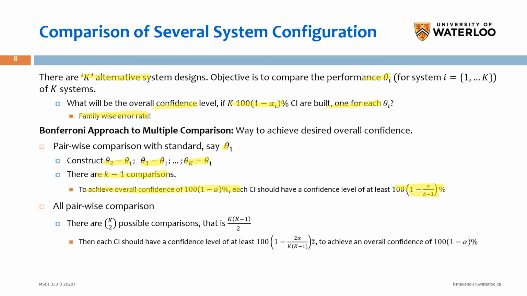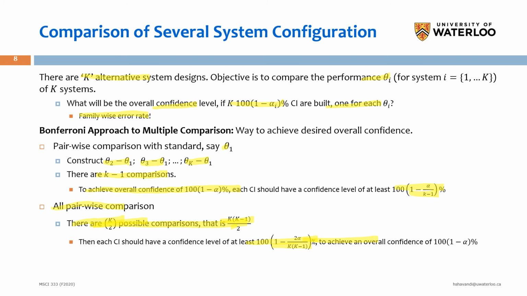But what if we consider all pairwise comparisons? In that case, we'll have this number of comparisons, k times k minus 1 divided by 2. Same as before, we just need to divide the alpha by this number. So this will be the confidence level for each comparison: 1 minus 2 alpha divided by k times k minus 1. Okay, so yeah, and that's it.